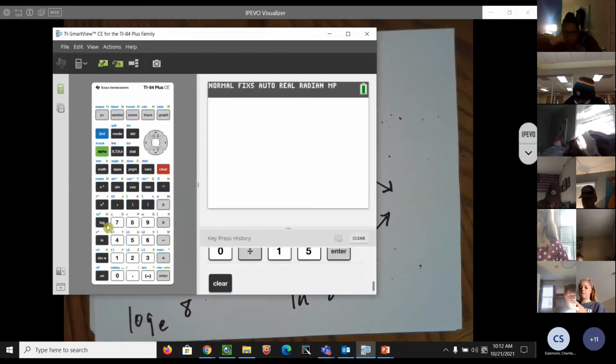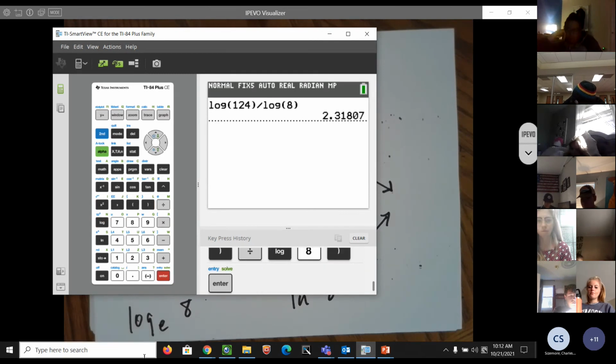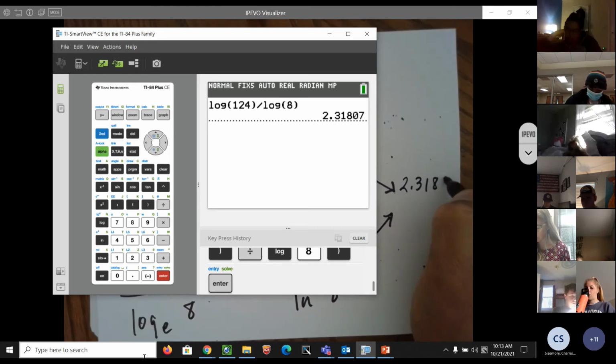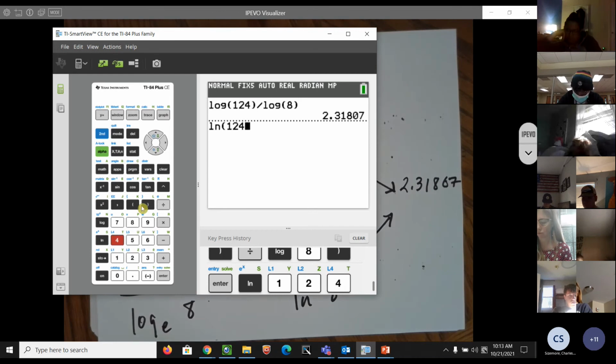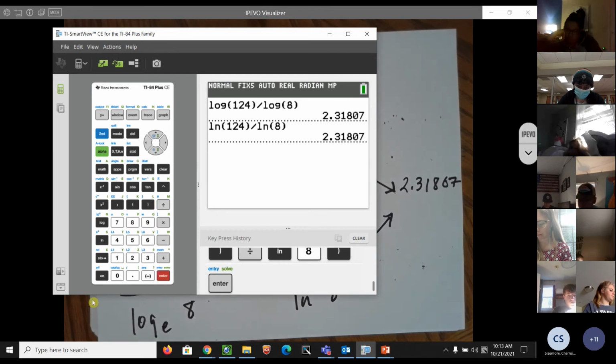Clear. Log of 124 divided by log of 8 gives 2.31807. Natural log of 124 divided by the natural log of 8. Same thing.